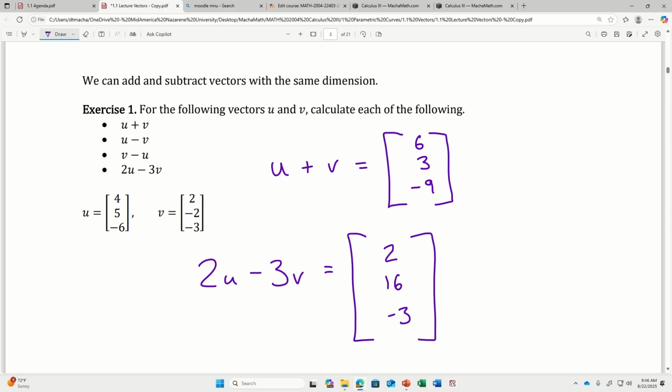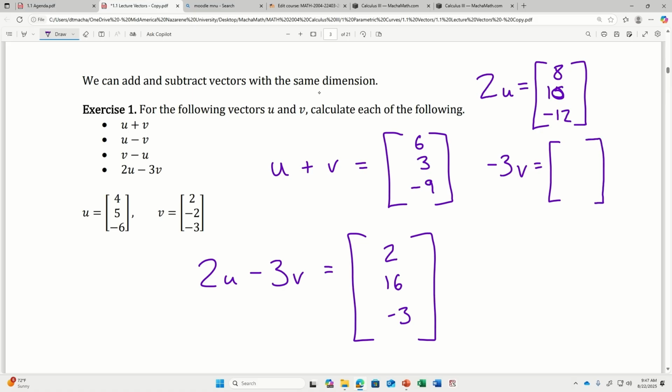So I'll take a pause so that you can really scrutinize this. But if I have a scalar times a vector, then the scalar multiplies every entry in the whole vector. So 2 times 4 is 8, 2 times 5 is 10, 2 times negative 6 is negative 12, and then negative 3v, that scalar, negative 3, multiplies every entry in the vector v.